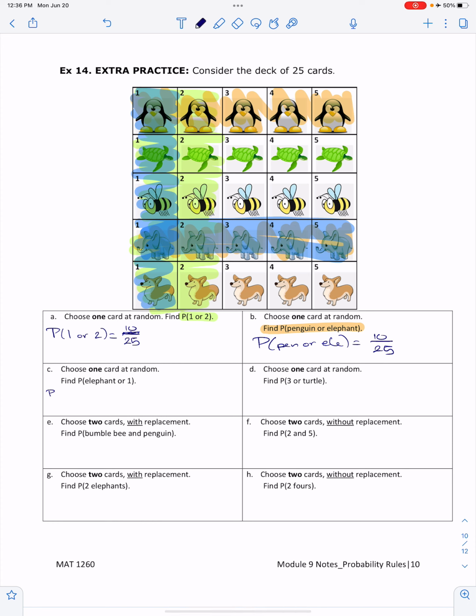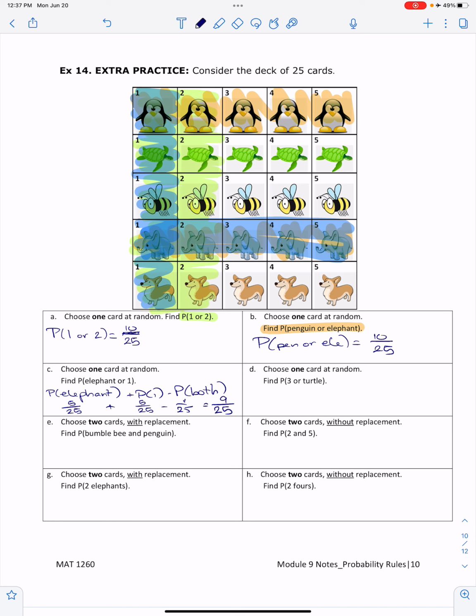So here we're going to use the probability of an elephant. That's 5 out of 25. Plus the probability of a 1. It's another 5 out of 25. Minus the probability that they both happen. If I do the math here, I get the same thing as if I would have counted. The probability of an elephant or a 1 is 9 out of 25.